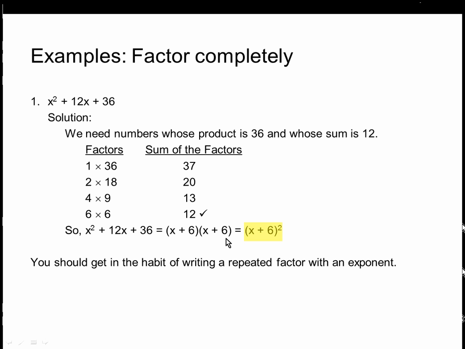It's okay if you leave it like this, but the wise algebra student will write x plus 6 squared. This is preferred. Okay, this is actually preferred. This is not wrong. I don't mark it wrong because it's not wrong, but this is what's preferred. You need to get used to writing it like this, though. Just like you wouldn't write xx, you'd write x squared. You should do the same thing with a binomial.